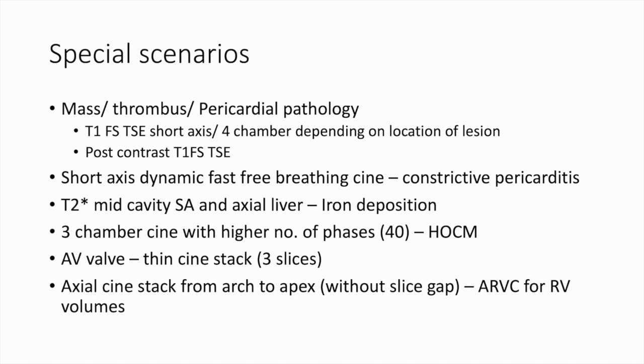sequence. A short axis dynamic fast free breathing cine can be obtained to look for constrictive pericarditis, whereas T2 star imaging of the myocardium and liver can be obtained to quantify iron deposition. A 3-chamber cine with higher number of phases up to 40 can be taken in cases of HOCM to look for the systolic anterior motion of the anterior mitral leaflet. AV valve can be imaged through cine sequences with a thin stack. Again, axial cine stack can be used for RV volume quantification.